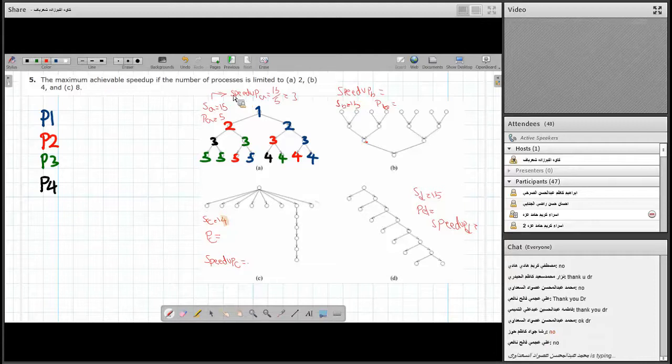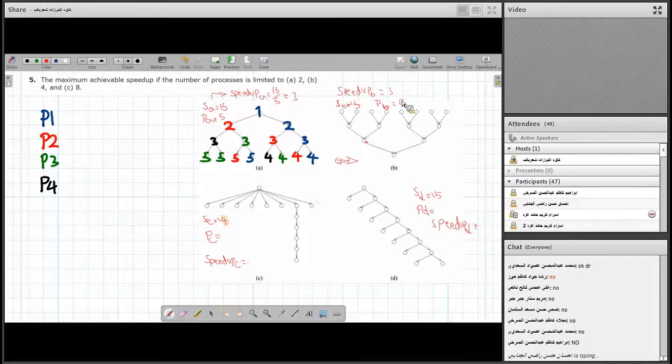These two figures are the same. Therefore, this PB is 5 and the speedup is 3. But what about figure 3? One, the first process. In the second time step, we can run these 4 processes together.